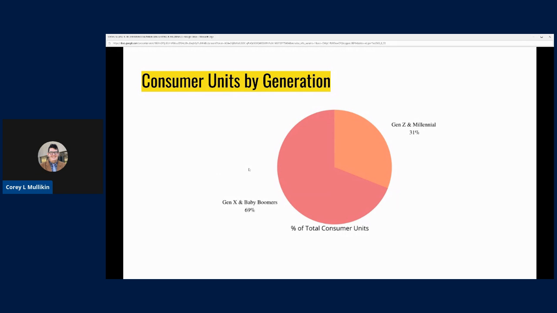So why are Gen Z and Millennials, we saw that they make up such a huge portion of our population. Why are they not spending as much? Why are they not out there buying? Well, to put it simply, I'm going to use a reference. It's a little bit of Gen Z humor.